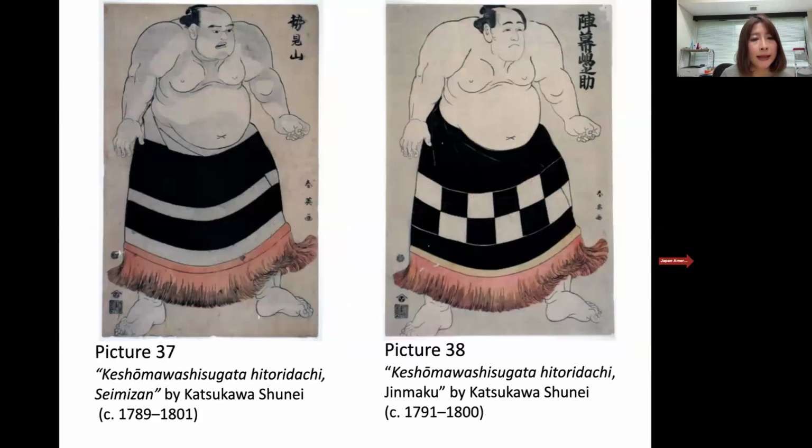In this period, there are numerous examples of pictures in which the bodies of the wrestlers are almost identical, and only their heads and the kesho mawashi, loincloths, are used to distinguish one wrestler from another. Pictures 33 and 34, by Katsukawa Shunei, show this to great effect.